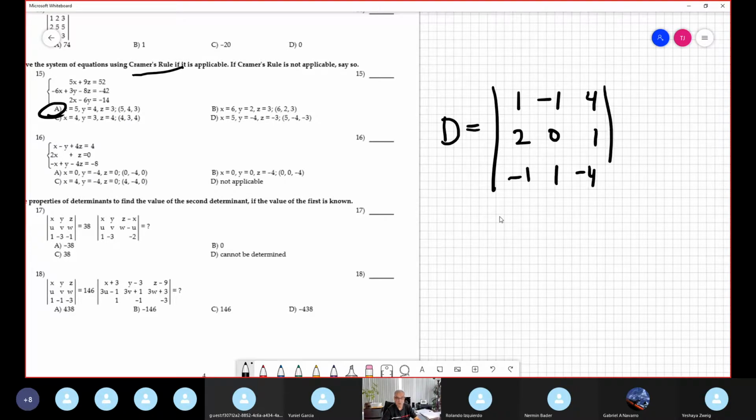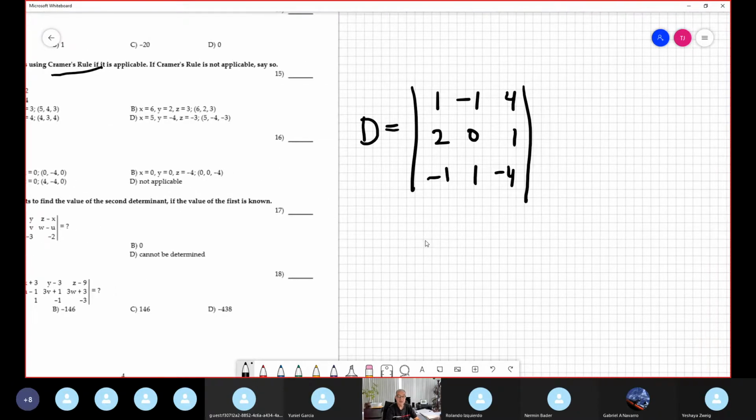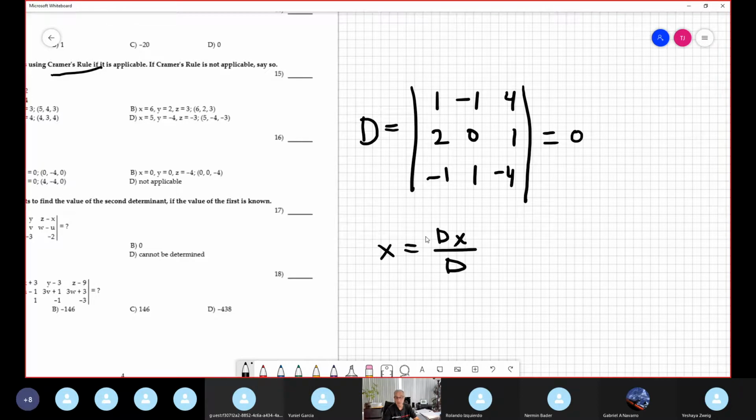Let me check just in case. 1 negative 1 4, 2 0, no y in the second equation, 1 z. Negative 1, 1, 4, negative 4. When you put this in GeoGebra or do it by hand, the answer is 0. Wow. And you know Cramer's rule says that x is equal to dx divided by d. And when d is 0, the denominator is undefined. That is the reason that we cannot apply Cramer's rule. It's a disadvantage of Cramer's rule.